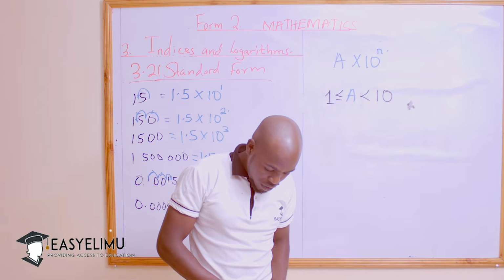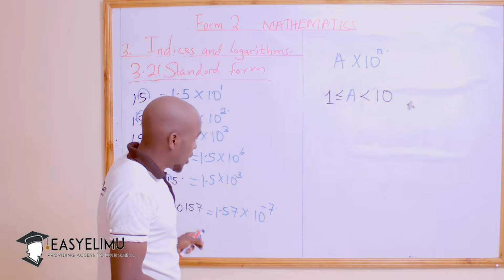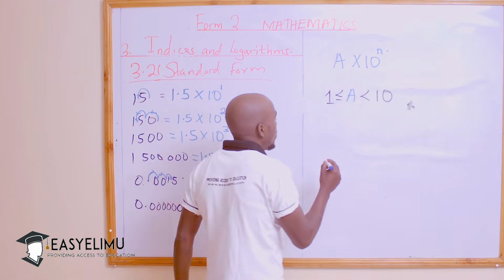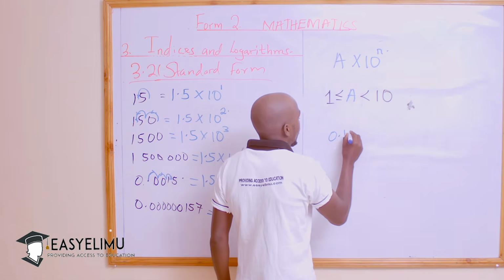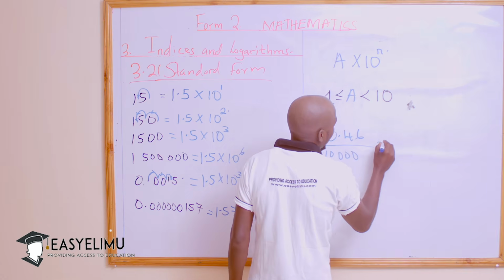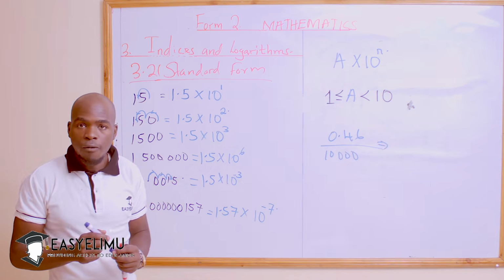So I shall give you an example. I have computed one here, so I want you to work out, in case you are given 0.46 over 10,000, write that number in standard form.